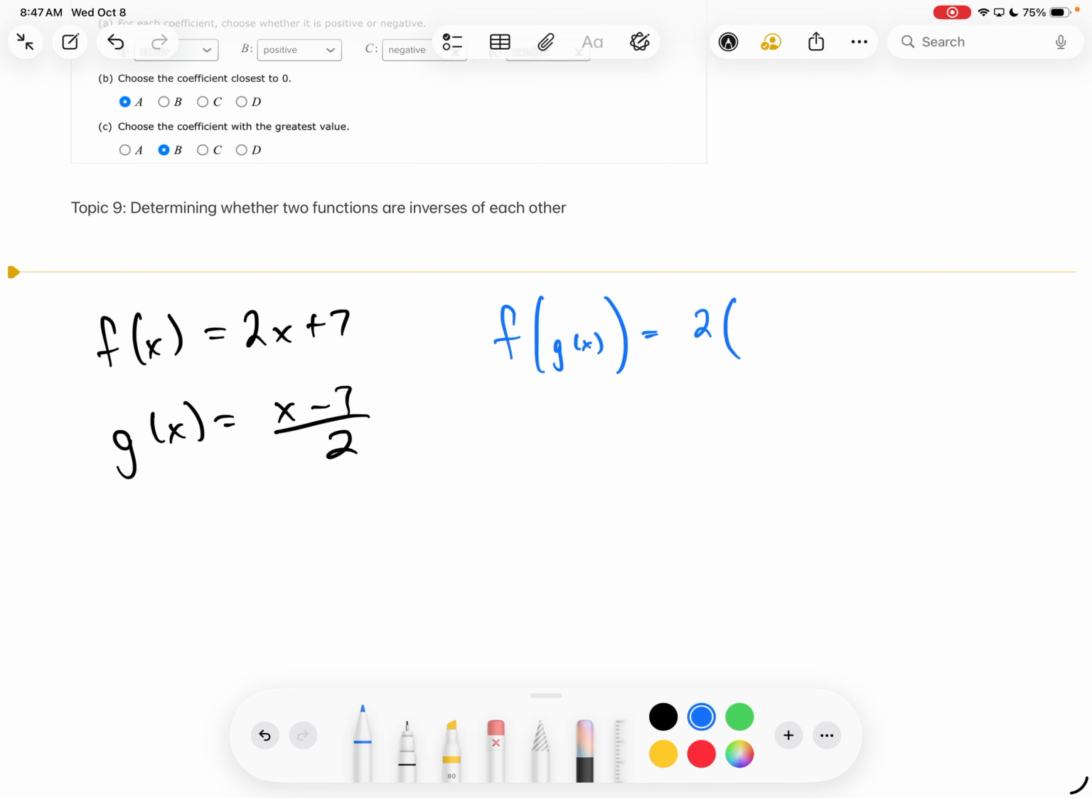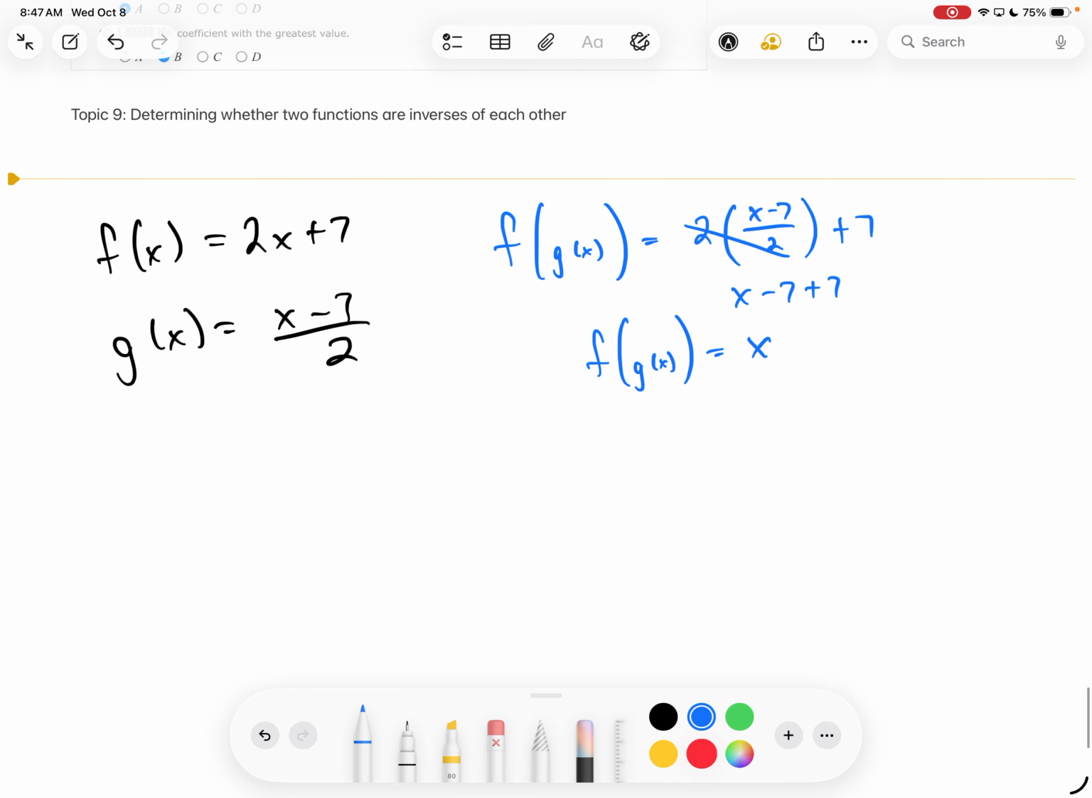So if I plug this into this x, let's see what happens. So x minus 7 over 2 plus 7. Here the 2's cancel out, and I have x minus 7 plus 7. Minus 7 plus 7 would just be x. So when I plug g into f, I got out an x. Okay? Now I got to do it the other way. What happens if I plug f into g?